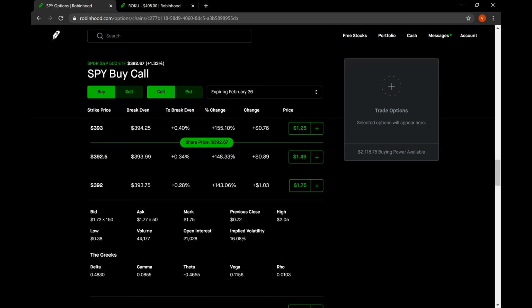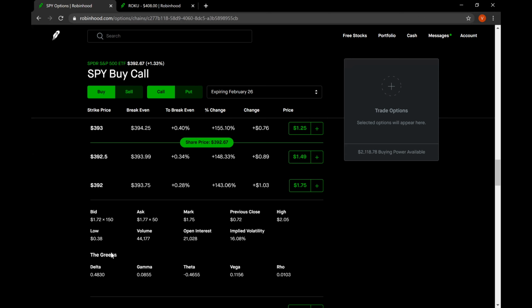And then looking at the volume today, about 44,177 contracts were traded. And then the open interest represents how many contracts haven't been executed. So as of today, there's about 21,028 contracts that weren't executed. That's a whole lot of volume and open interest for one contract.